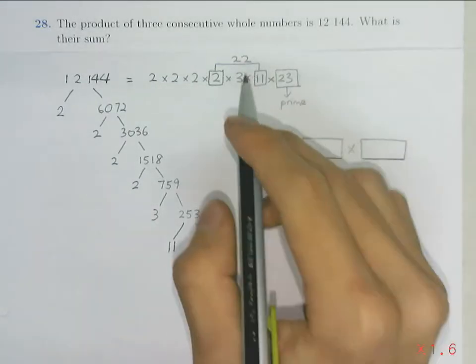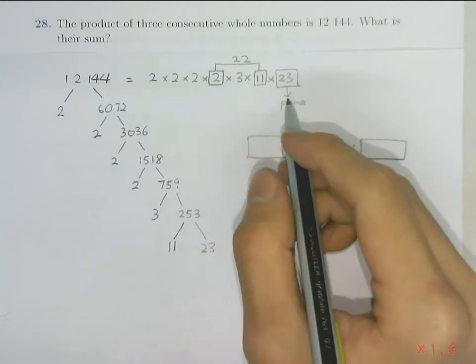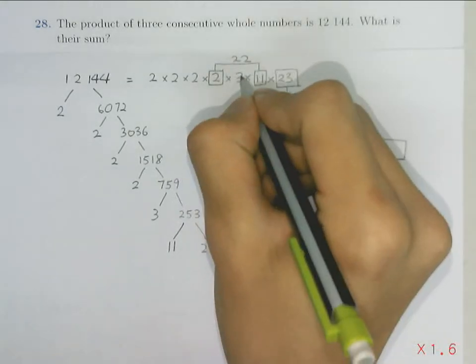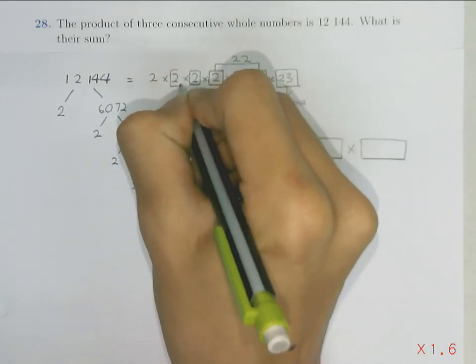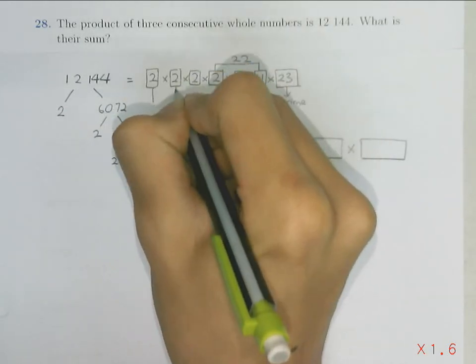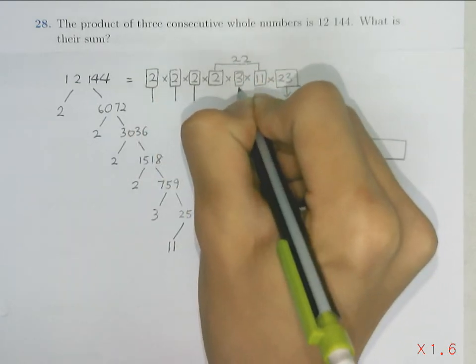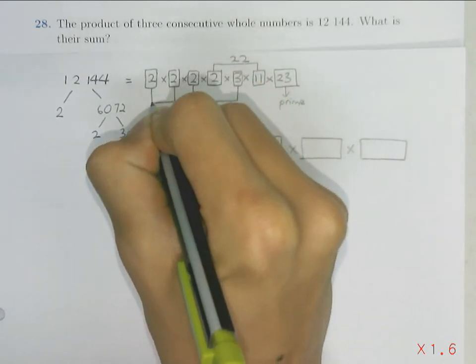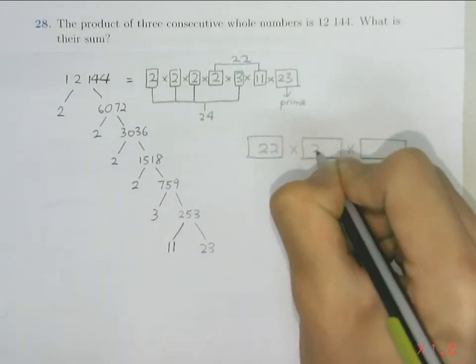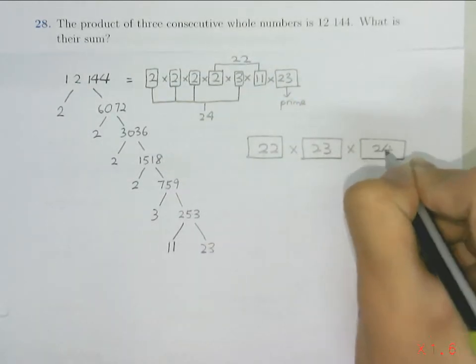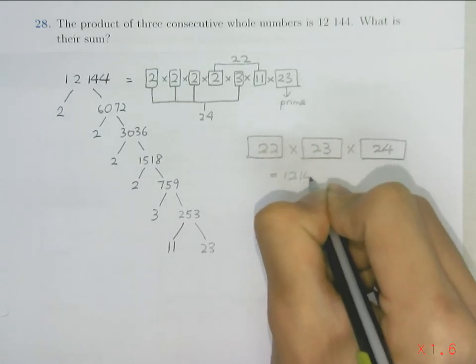So we have found two numbers. What could the last number be? It will just be the remaining factors when they are multiplied all together. So 2 times 2 times 2 times 3, and this will give us 24. So we have found the three numbers. 22 times 23 times 24 will be equal to 12144.